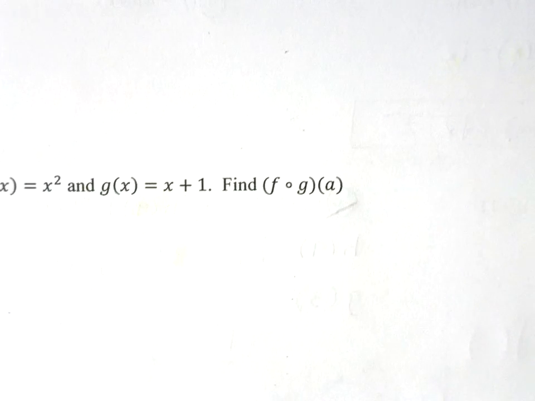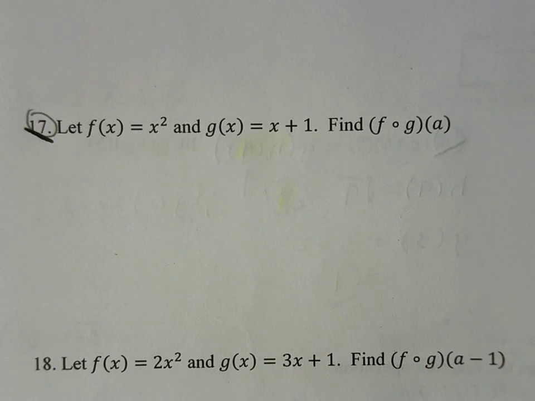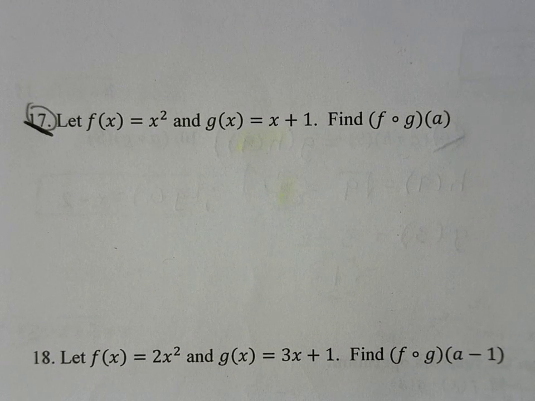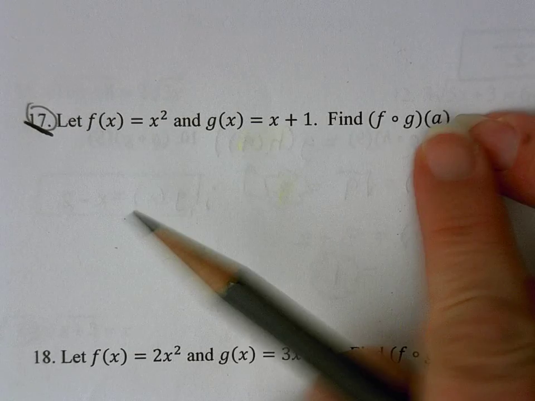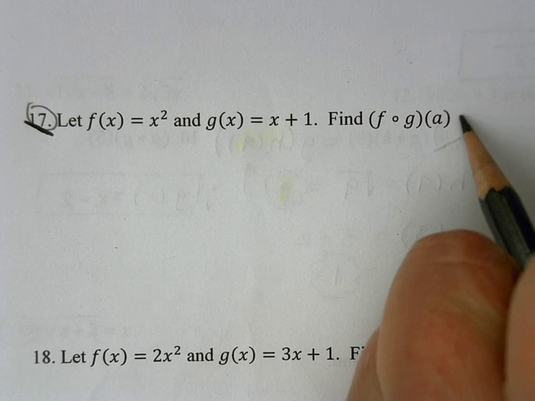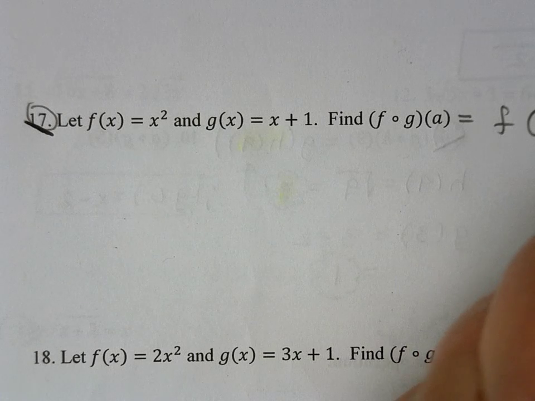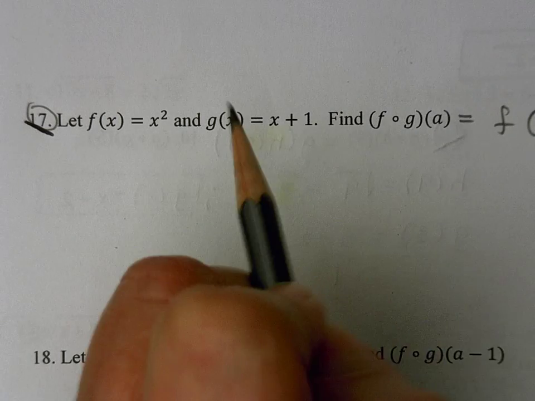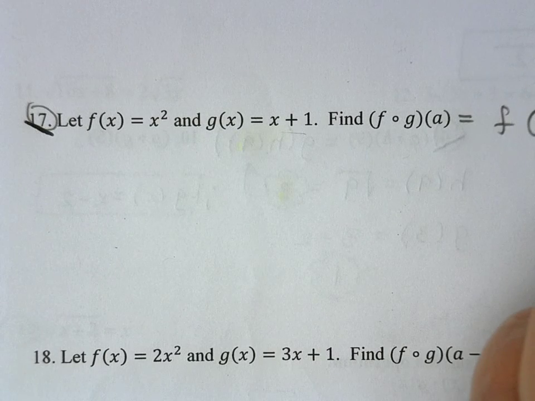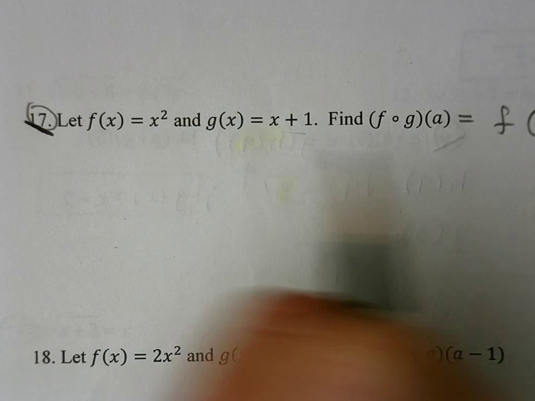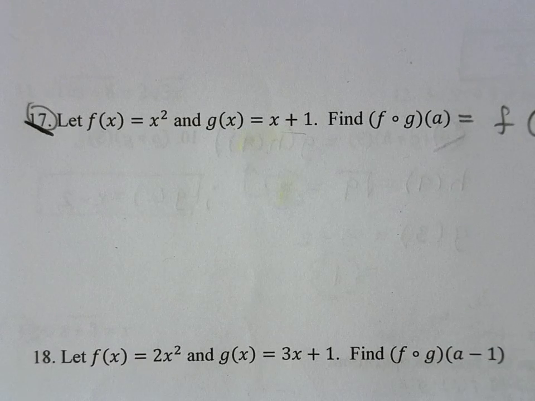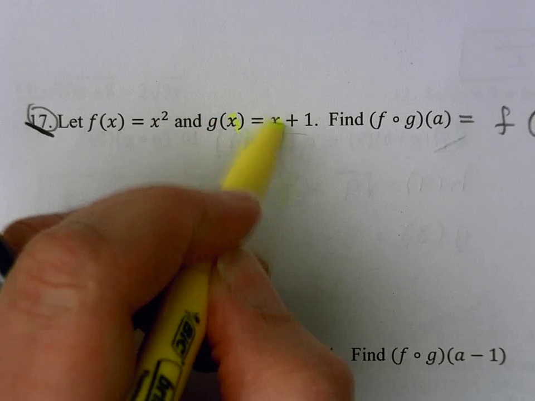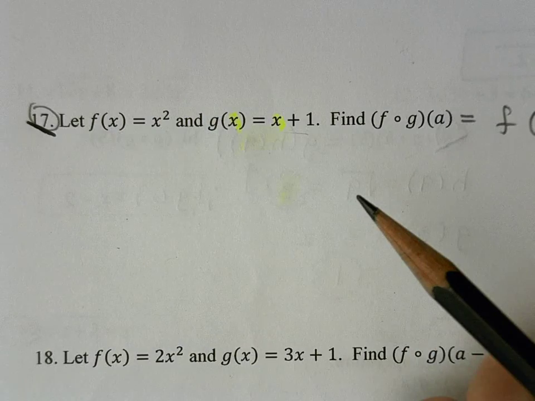Okay, number 17. So for question number 17, I'm given two different functions here, and I want to find f of g of a. So I'm just going to rewrite this. So this is the same as f of g of a. So the first thing they want me to do is take a and substitute it into g, right, and get a result here. So here's my g of x equation. So I want to replace a with my x. So instead of my x's, I'm going to use a, right, because that's an a there.